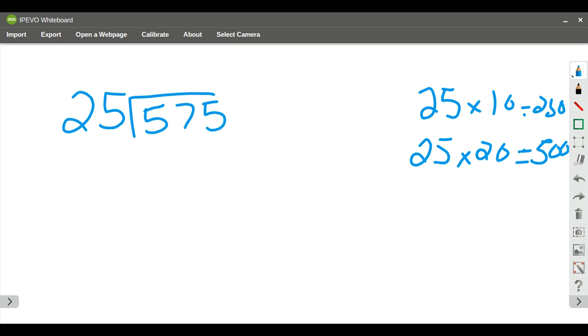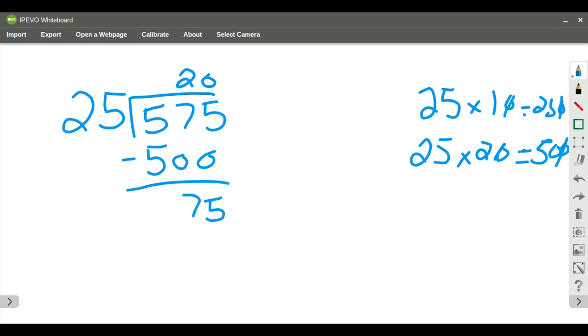So I'm going to write 20 above the 75, and then I'm going to multiply 25 times 20. That gives me 500. So I'm subtracting, and then I have 75. Now I look for my ones. So I look for how many times I'm going to multiply 25 times how many ones to get 75. So I'm going to go ahead and just cross off my zeros here, and I'm going to use my zeros to help me.